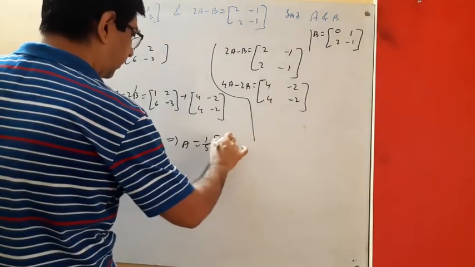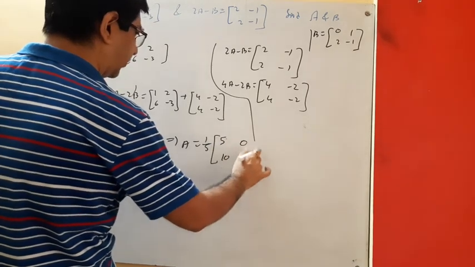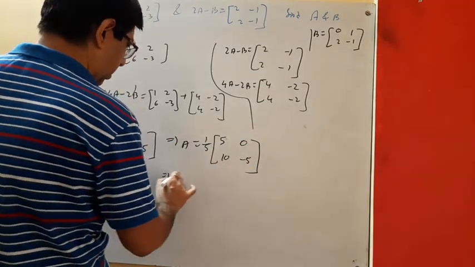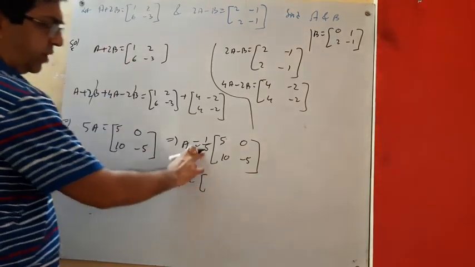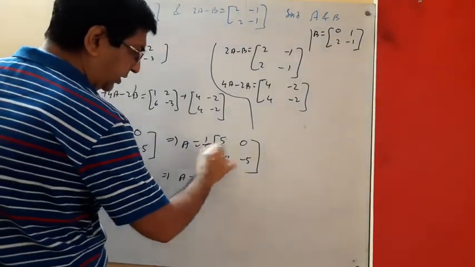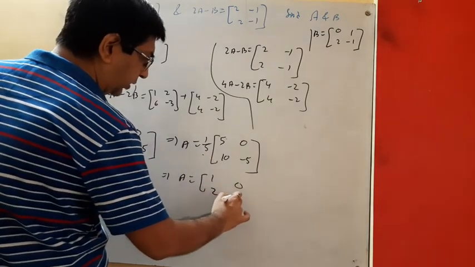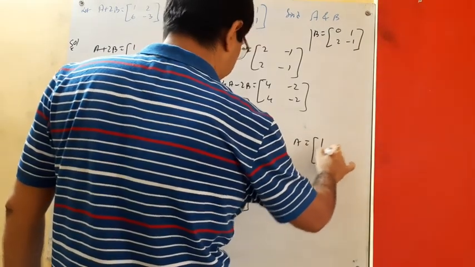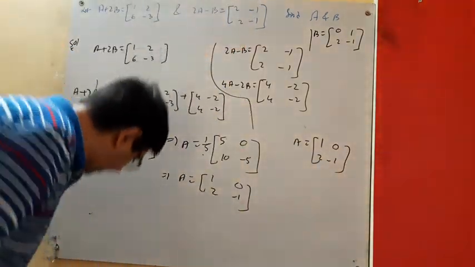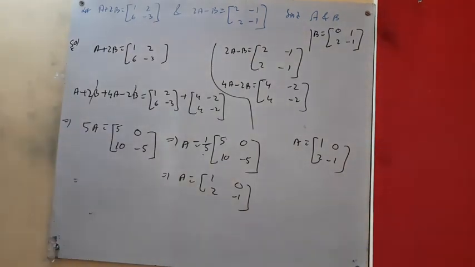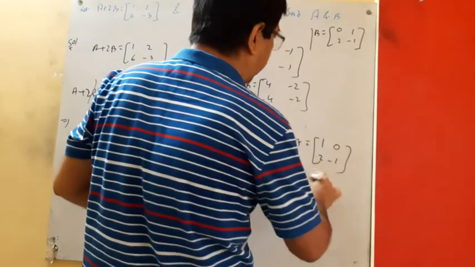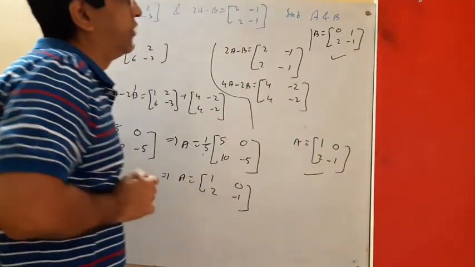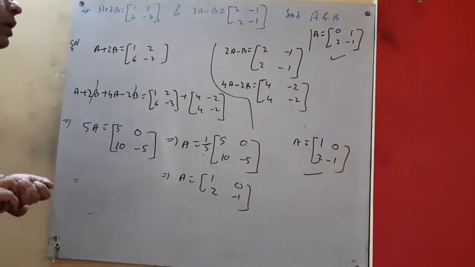5, 0, 10, minus 5. A equal to 1 by 5 into 5, that is 1, this is 0, 1 by 5 into 10, 2, this is minus 1. So we are getting A equal to 1, 0, 2, minus 1. Okay, please check the calculation. So we are getting A equal to 1, 0, 2, minus 1. So this is one answer, this is one answer. So these are the values which we have got.